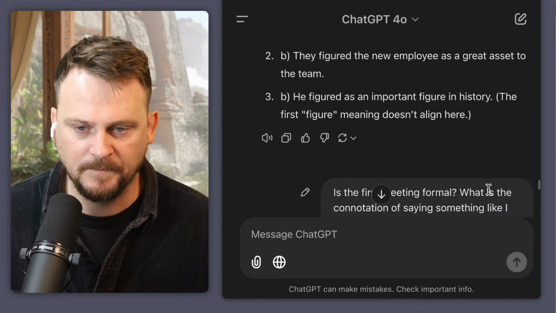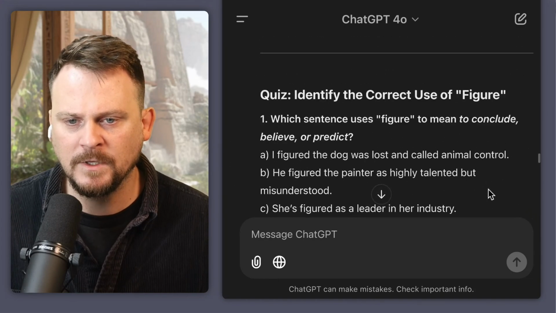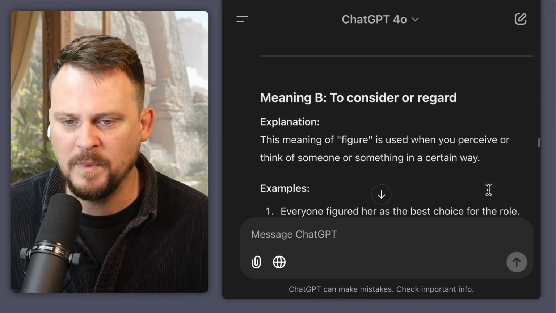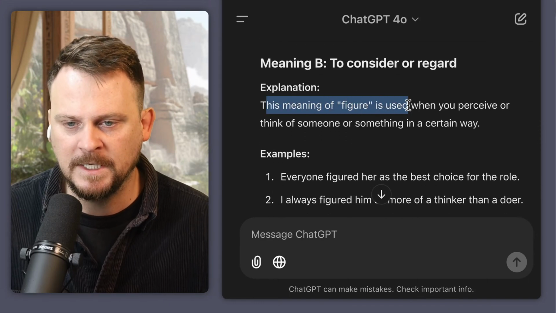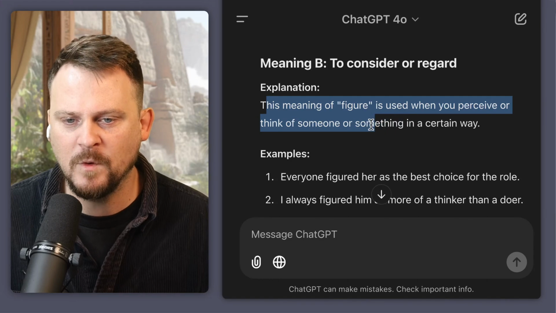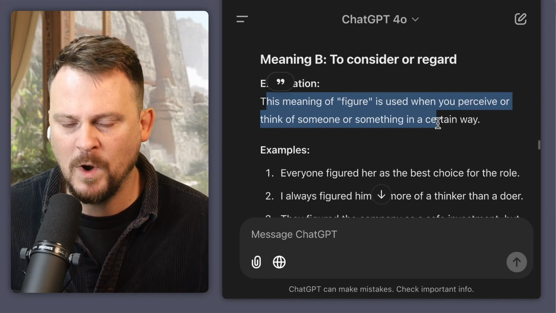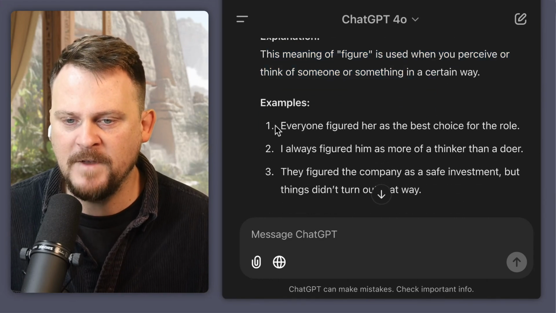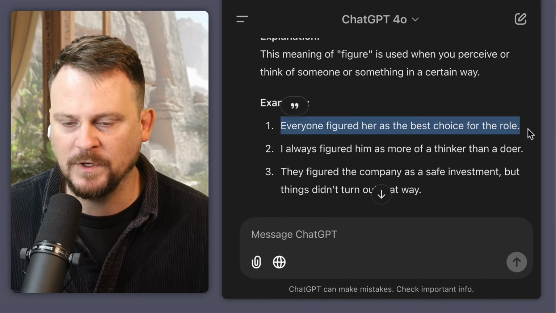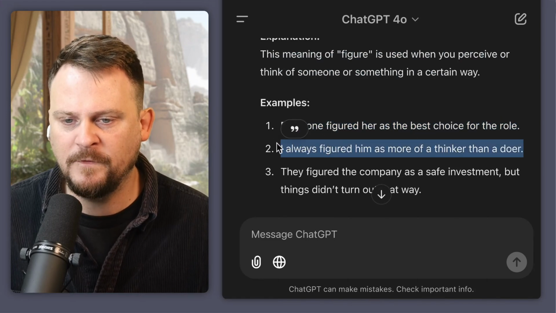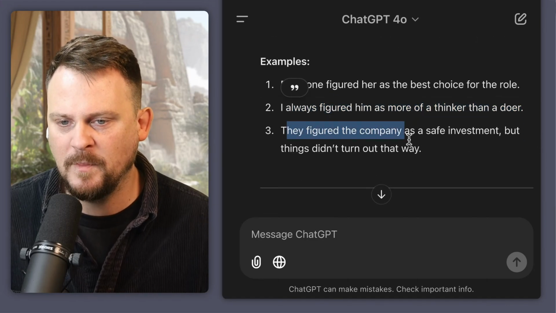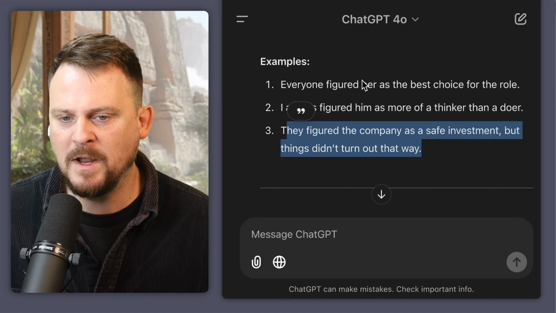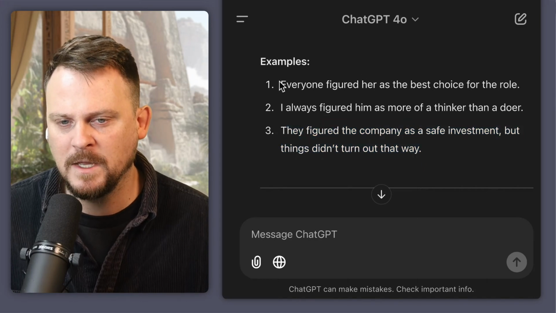Right. Let's go back to our second one here. B, to consider or regard. This meaning of figure is used when you perceive or think of someone or something in a certain way. Everyone figured her as the best choice for the role. I always figured him as more of a thinker than a doer. They figured the company as a safe investment, but things didn't turn out that way.